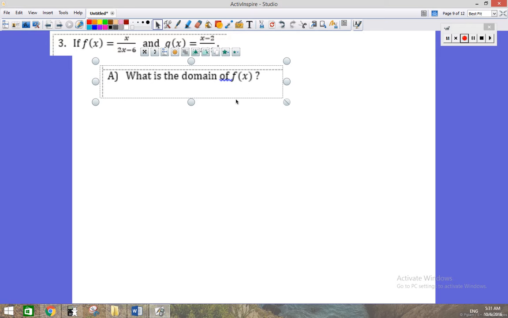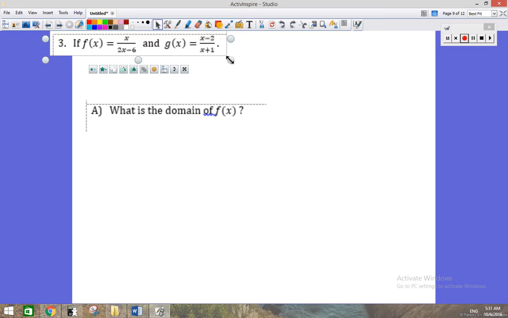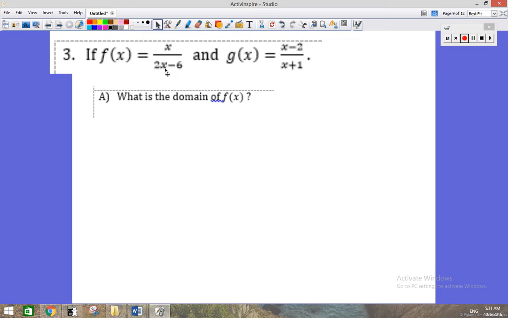Alright. The domain of f. The domain is the set of all real numbers, excluding any values that cause division by 0, and also excluding any values that would cause us to take the square root or even root of a negative number. When I look at function f, I do not have any square root, so I don't have to worry about taking the square root of a negative number. I do have a variable in a denominator, so it might be that for some values of x this would cause division by 0.